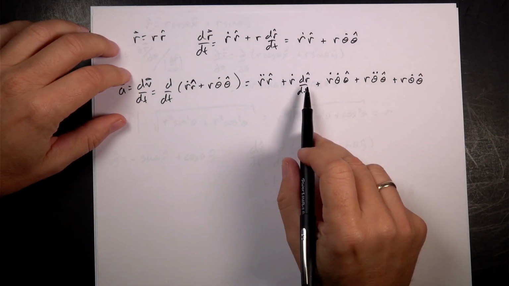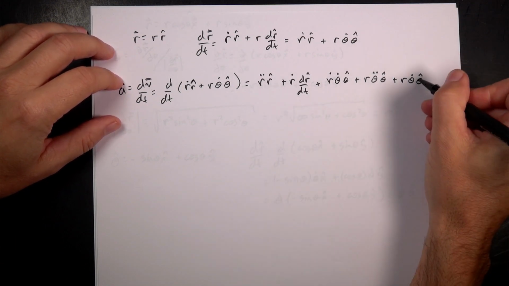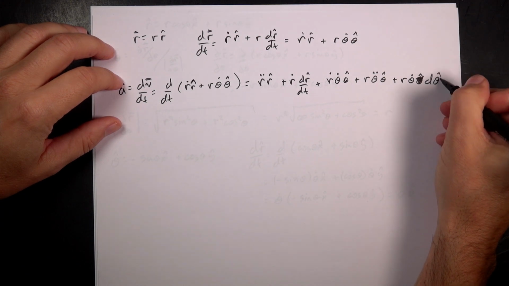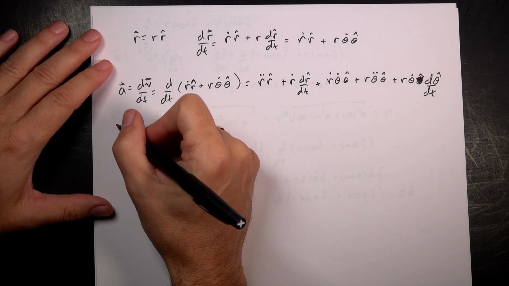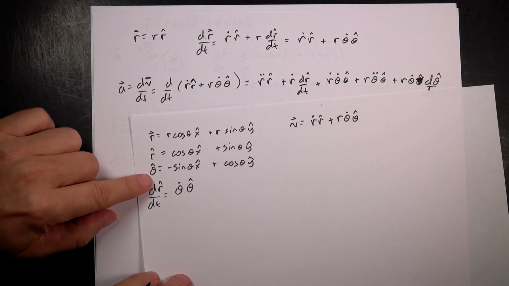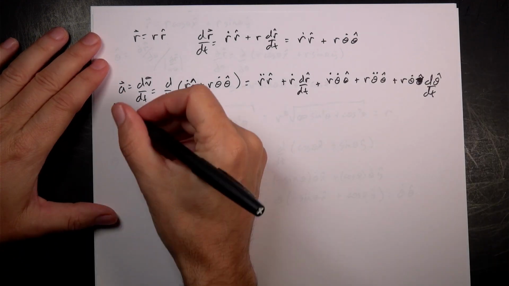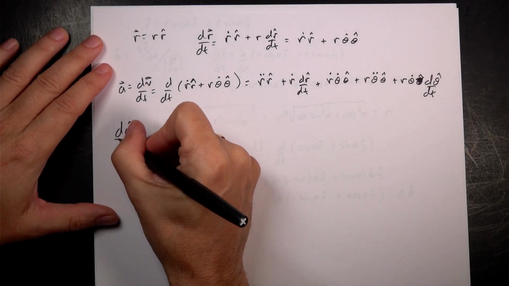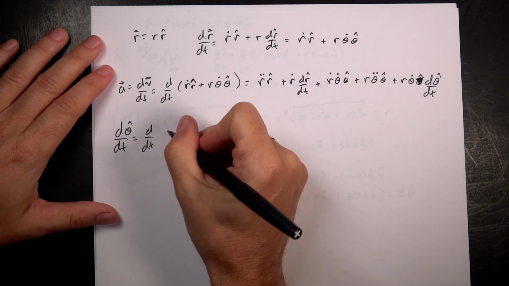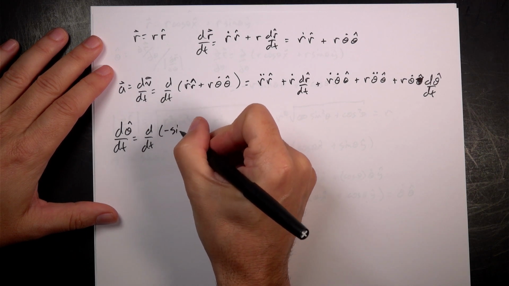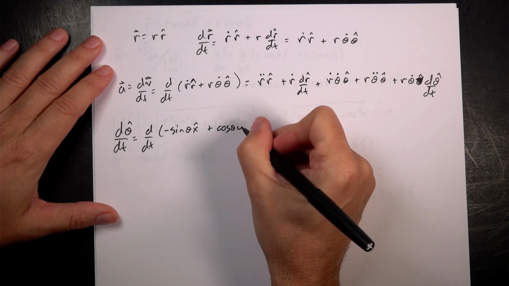Plus r theta dot d theta hat dt. Okay, so I already have an expression for the derivative of r hat with respect to t. But I don't have d theta hat dt, so let's do that. If you recall from right here, I have an expression for theta hat. So let's take the derivative of that. d theta hat dt equals d dt of negative sine theta x hat plus cosine theta y hat.